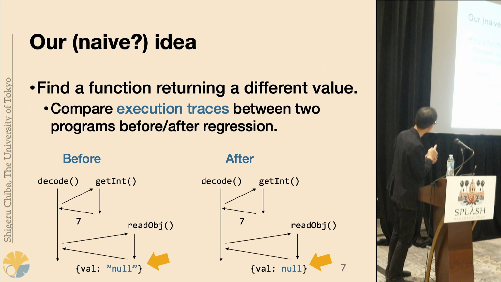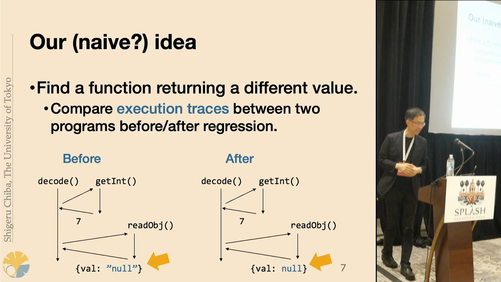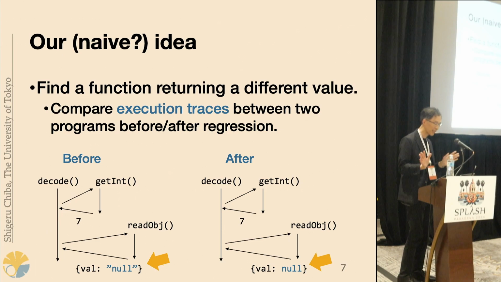And if a function returns a different value, in this particular case, the original tested function is decode, but the first function, get integer, returns the same value, while the second call to the read object function returns a different value. So when we compare the execution traces, we should be able to find that, and then we can spot that the cause should be the read object. So that's very simple.